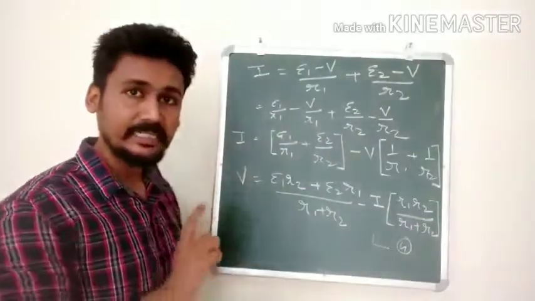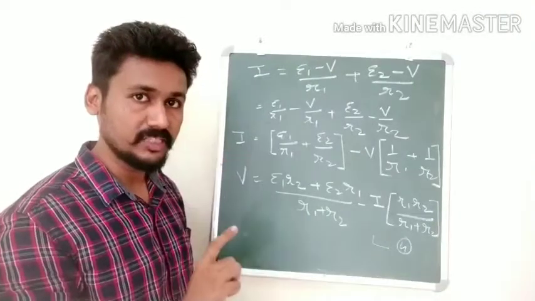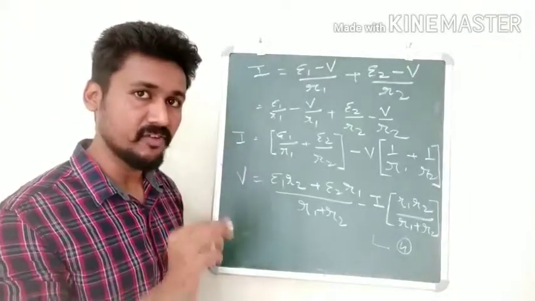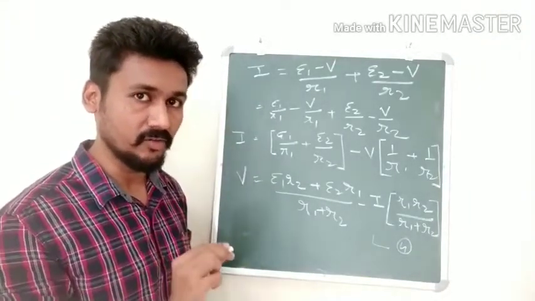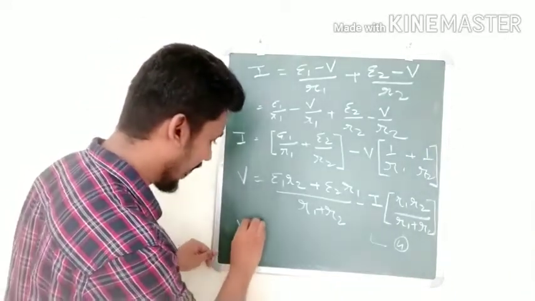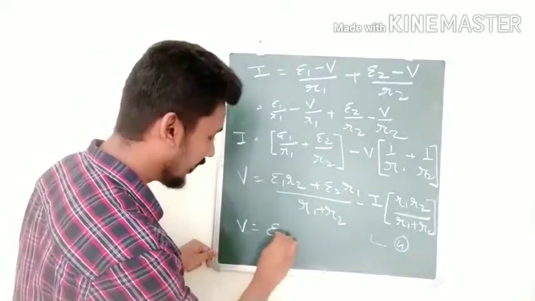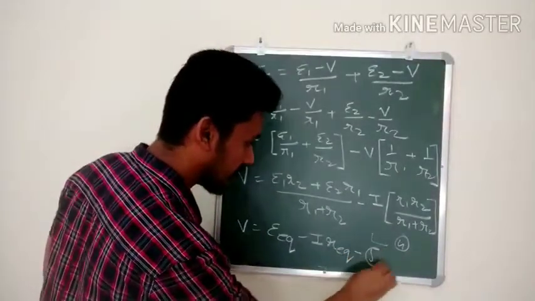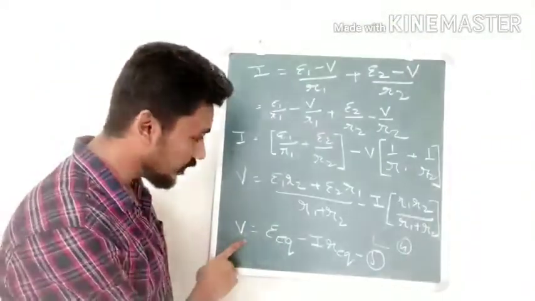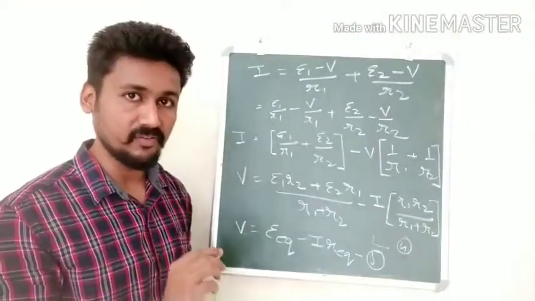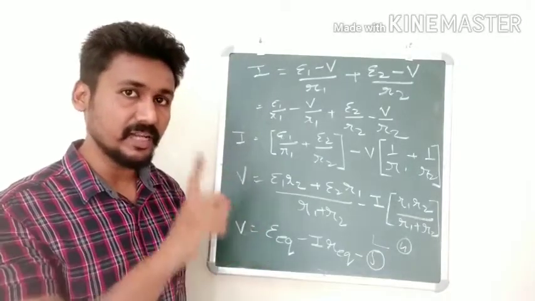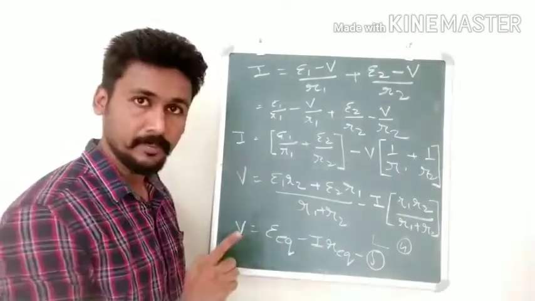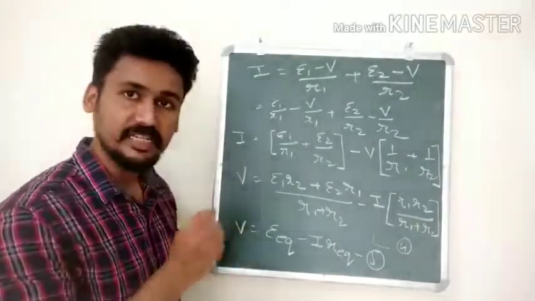And now let us say we are replacing our two cells which are in parallel by a common cell. Let us say the common cell had an EMF of E equivalent and internal resistance of R equivalent. In that case, we could have written V = E equivalent - I R equivalent, which we can call equation number 5. Once again, this equation 5 is for an equivalent EMF. If both the cells which were in parallel were replaced by a single cell, then we would get V = E equivalent - I R equivalent, equation number 5. And both these equations are one and the same.